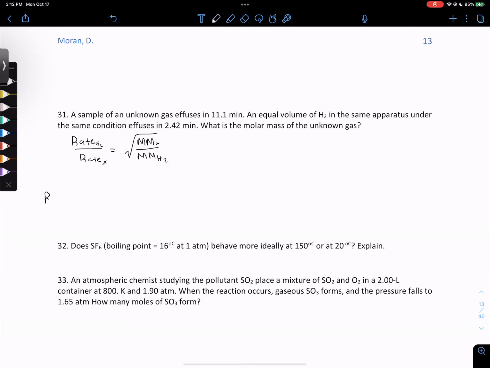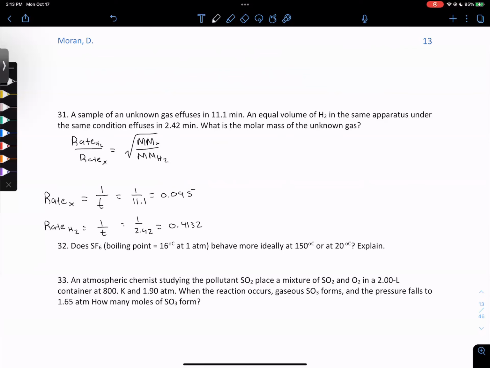So let me write that equation. The rate of X, or of anything, is equal to 1 over the time it takes to effuse out of the container. Knowing that, the rate of X, the unknown sample, is 1 over 11.1, which is equal to 0.09. And the rate for H2 is 1 over the time it takes to effuse, which for hydrogen gas is 2.42 minutes. So it's 1 over 2.42, which is equal to 0.4132.